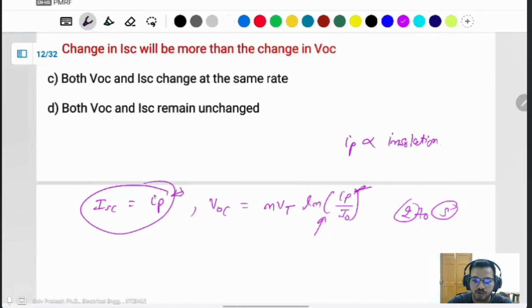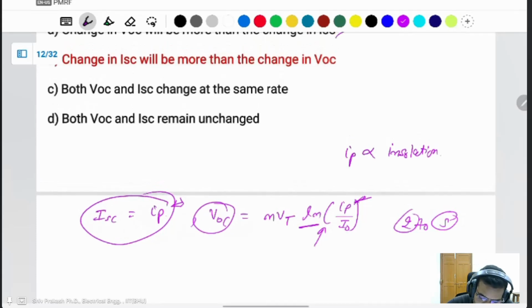log 2, what is log 2? ln 2 is only 0.693 and ln 5 is only 1.6. It will increase only about 2.5 times with respect to the current. The current will increase suddenly from 2 to 5, but here VOC is only 1.6 in ln, while the current will be 5 directly.